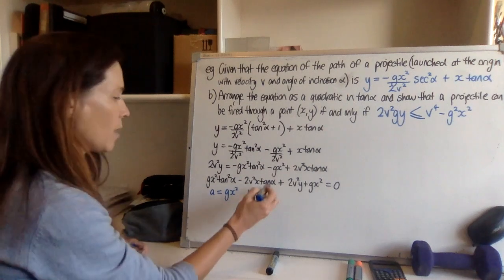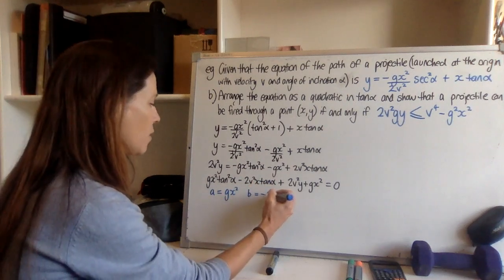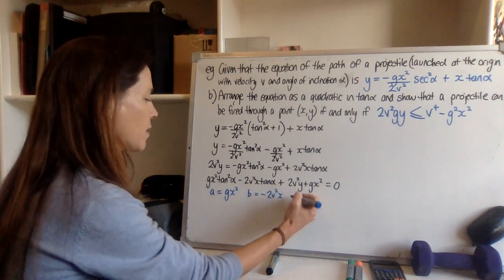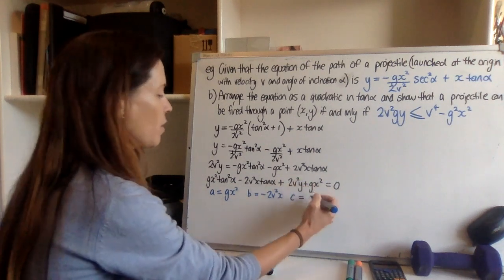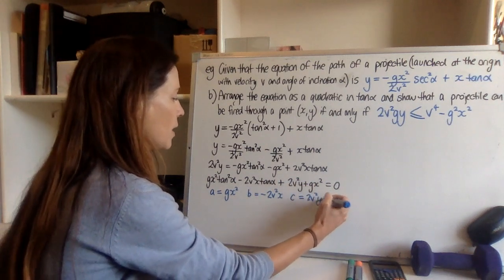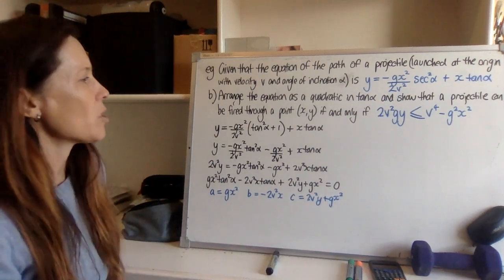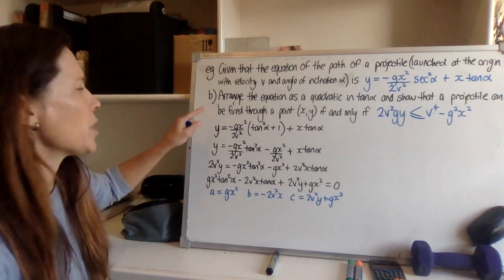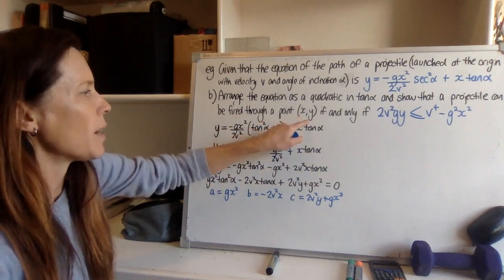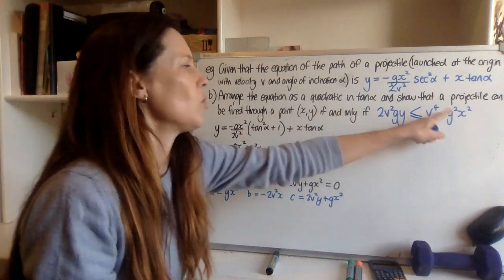B is the number of tan alphas that we have, and that's negative 2v squared x. And C is all of this, 2v squared y plus gx squared. Now, let's read the question again. Show that a projectile can be fired through this point xy if and only if all of this happens.